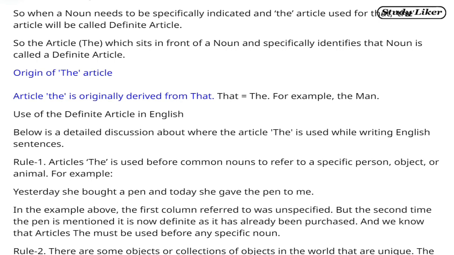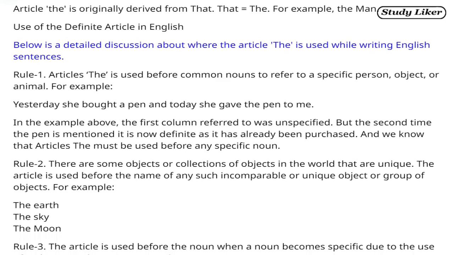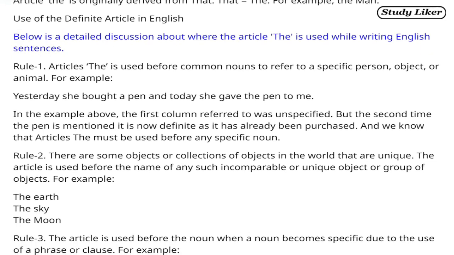Origin of the article. Article the is originally derived from that. That equals the. For example, the man. Use of the definite article in English. Below is a detailed discussion about where the article the is used while writing English sentences.